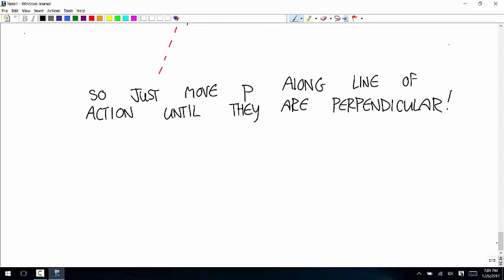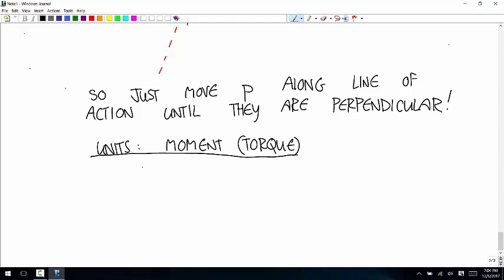Any questions about that? I'll do an example. The units for moment or torque are a force times a length. You can see that just from the definition of what a torque is. You take a force and you multiply it by a distance. And so the SI units are newtons times meters.